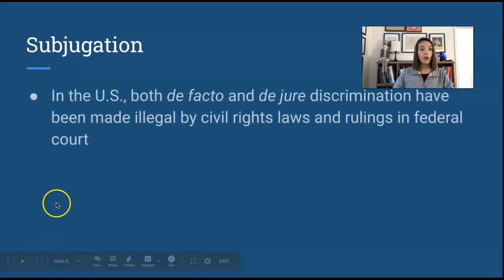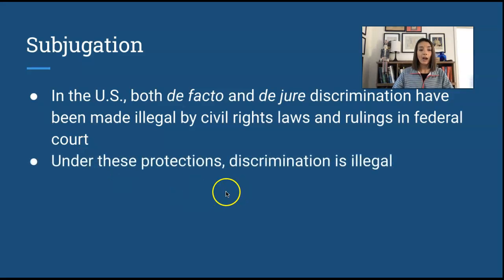Okay, more on subjugation. In the US, both de facto and de jure discrimination have been made illegal by civil rights laws and rulings in federal court. Now, under these protections, discrimination is illegal. And these discriminations include discrimination that is based on race, color, sex, disability, religion, familial status, or national origin. So all of those varieties fall underneath the protections that are legal under American law.